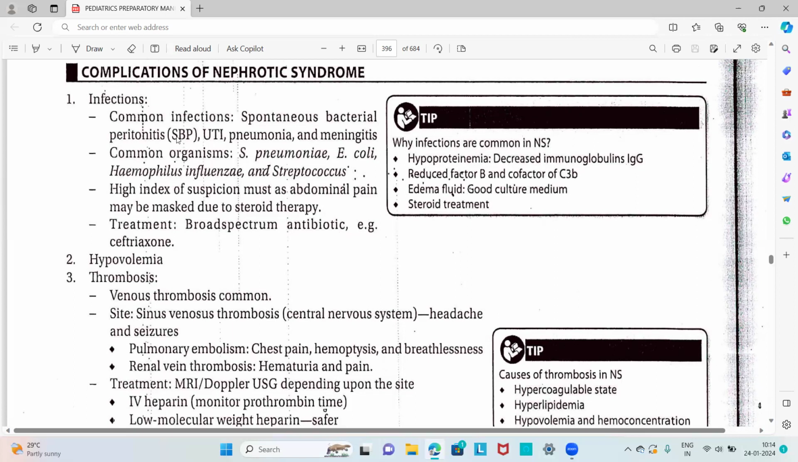The most common infection is spontaneous bacterial peritonitis, then UTI, pneumonia, and meningitis. The common organisms responsible are Streptococcus pneumoniae, E. coli, Haemophilus influenzae, and Streptococci. A high index of suspicion must be kept for abdominal pain, which may be masked due to steroid therapy. Treatment is broad spectrum antibiotics, for example ceftriaxone.